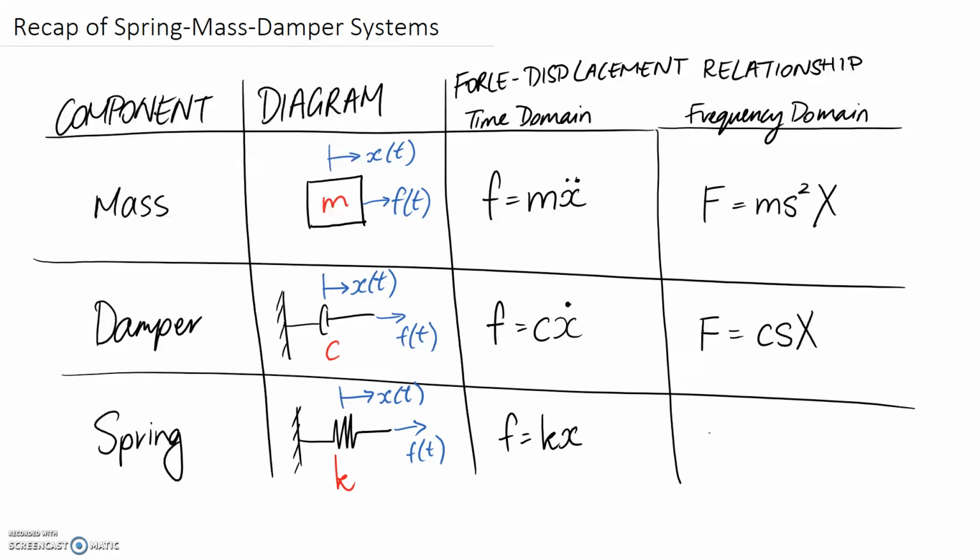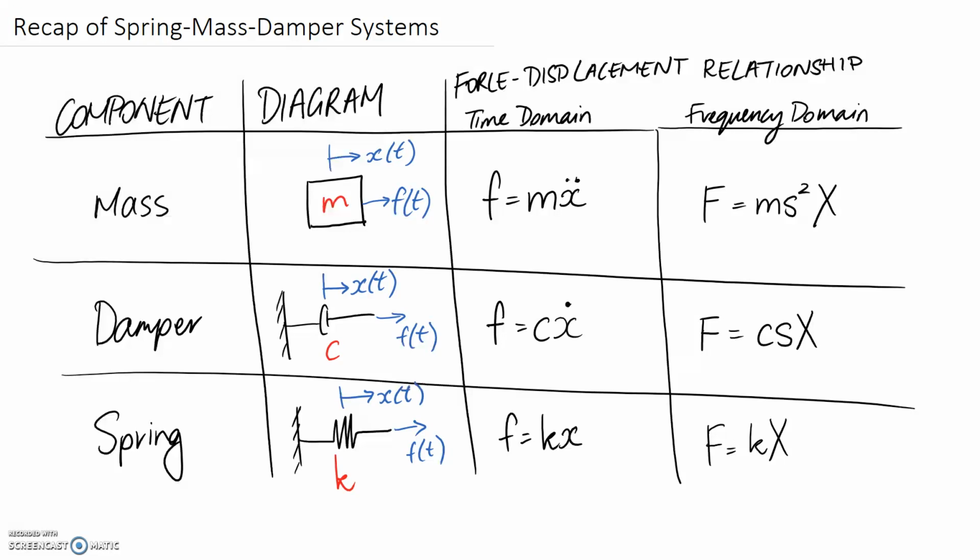F again is a function of time, so when we Laplace it, it's just going to go to capital F. K is a constant, it's not a function of time, so it's just going to stay out the front. And x is a function of time, so it's going to get transformed, but since it has no dots on it, no derivatives of time, it's just going to go straight to the uppercase version of itself. So that's the force in the frequency domain.